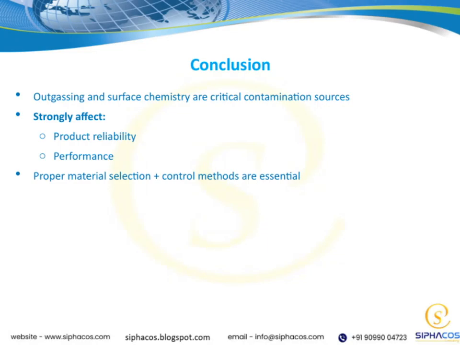Outgassing and surface chemistry are really critical sources of contamination that we need to keep in mind. They don't just sit on the side. They can strongly impact the reliability of our products and how well they perform in real-world conditions. That's why choosing the right materials from the start and implementing proper control methods is absolutely essential. By paying close attention to these factors, we can significantly improve both the longevity and the effectiveness of our designs. Remember, understanding and managing contamination sources like outgassing and surface chemistry is fundamental to achieving the best possible outcomes in our projects.